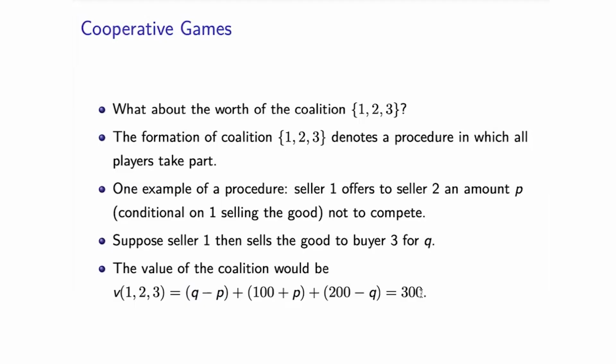Because the buyer is getting 200 minus 100. One of the sellers has 100 amount of money. The other seller has the good, which is worth 100, right? So all these stories suggest that the value of the coalition where all three are involved is going to be 300, right?